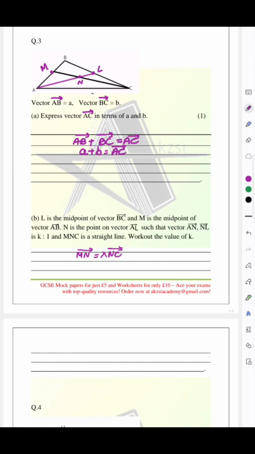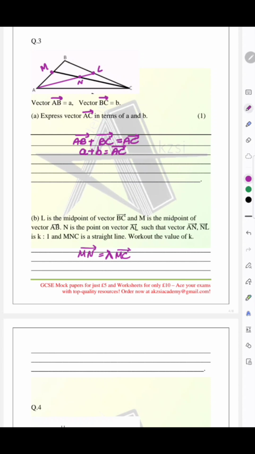So first thing is MN. How can we calculate MN? Either we can write MN is equal to lambda NC, or we can write MN is lambda times MC. Anything will work, anything can give you the answer. That means this part MN is lambda times this whole MC.